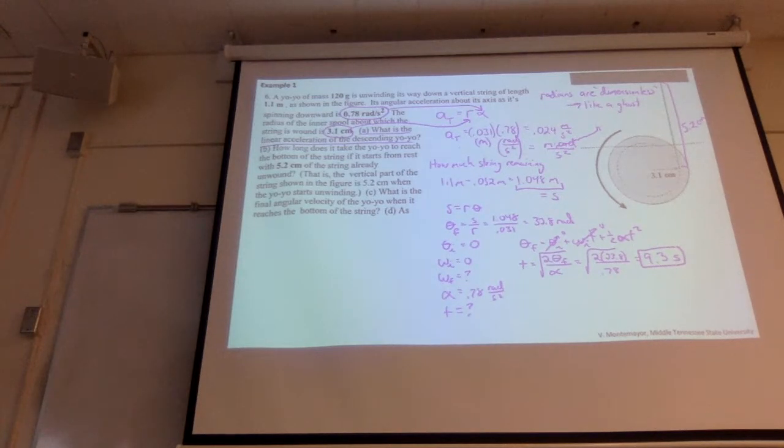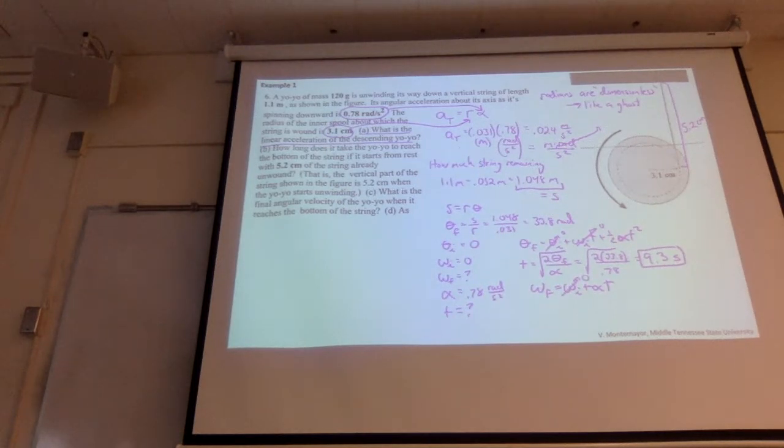9.3 seconds to reach the bottom of the string. Part C only asks us to find the other question mark. What is the final angular velocity just before it reaches the bottom of the string? How fast is it spinning right when it runs out of string? Well, for that, we can use another equation. Omega final equals omega initial plus alpha times time.